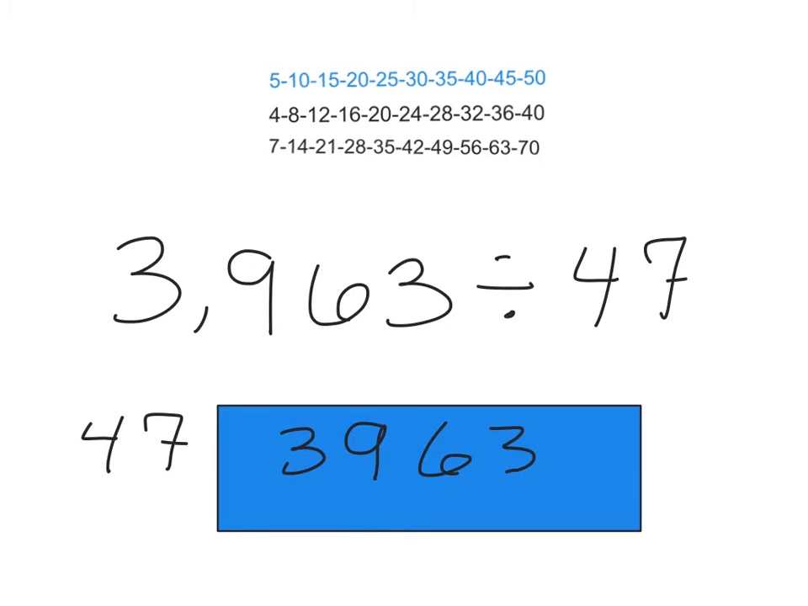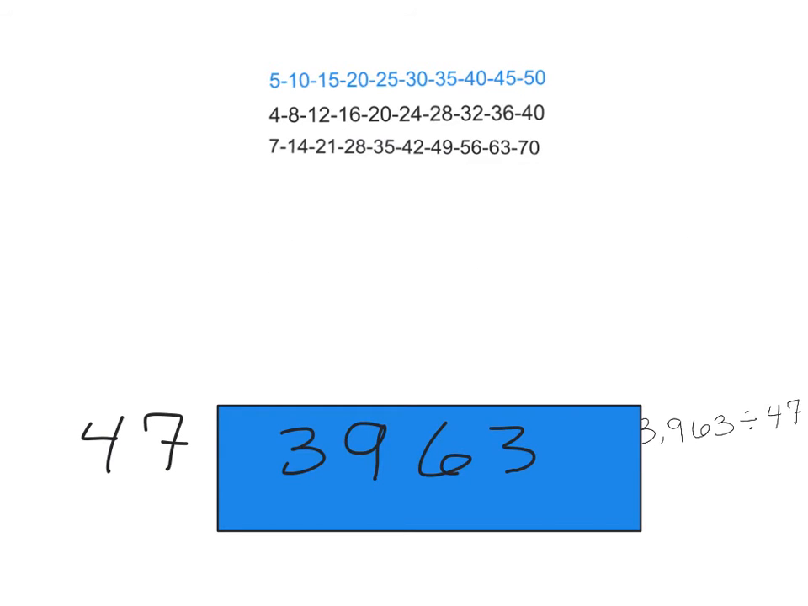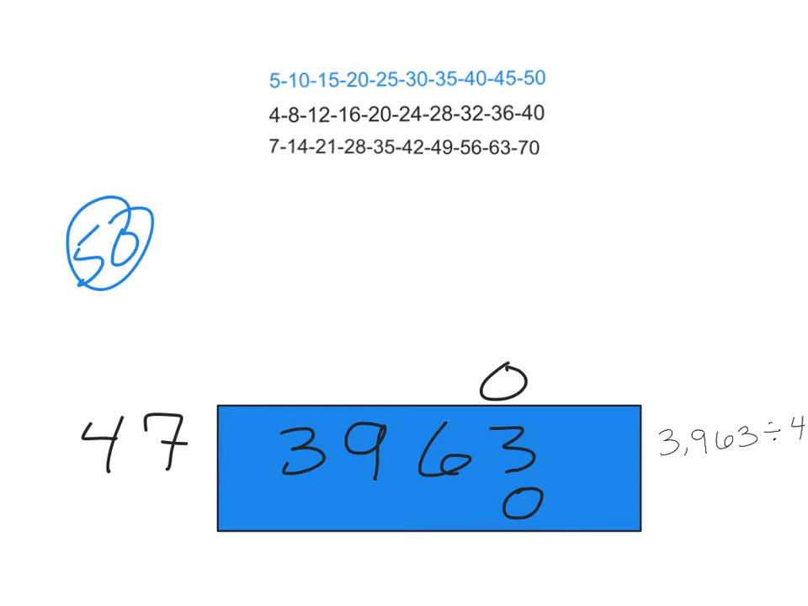47 goes outside the box, and now I'm going to shrink this so I've got a little bit more room and put it over here. And then I'm looking at how many times 47 can go into 3,963. Well, 47 will not go into 3, it won't go into 39, but it will go into 396. So I'm going to put a 0 above here, and then a 0 goes here because 0 times 47 equals 0, right? So now I want to use 50 as my estimation.